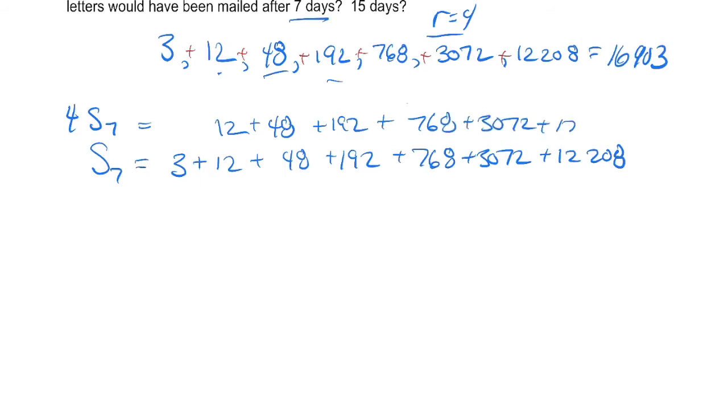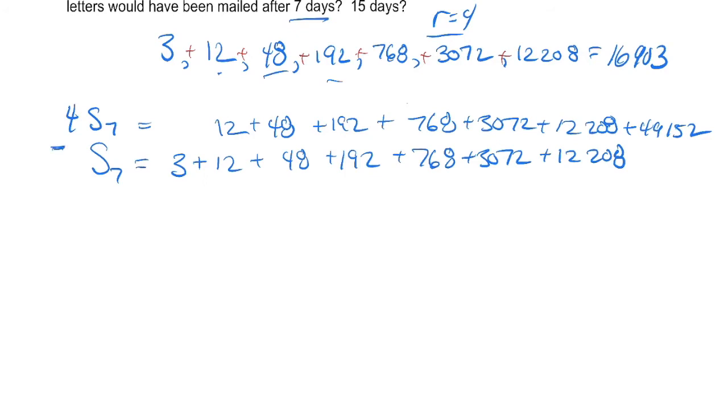3,072 plus 12,208. But then we also need one last term in this case, 12,208 multiplied by 4, and that's 49,152. So the neat thing about this, because we got the same terms here, is we're not going to add them up, but we're going to subtract them. So here I want the difference between 4 S7 and S7.